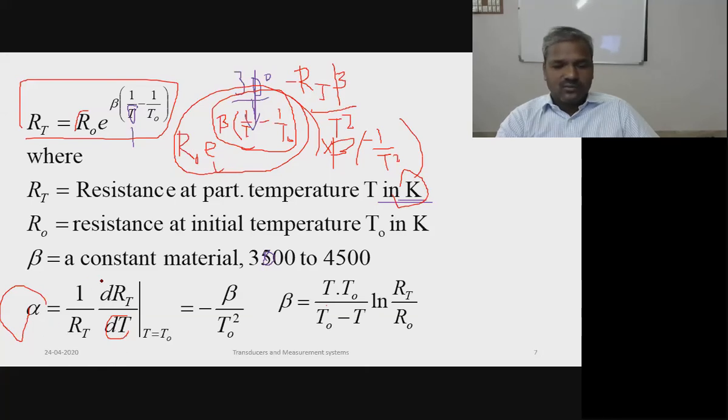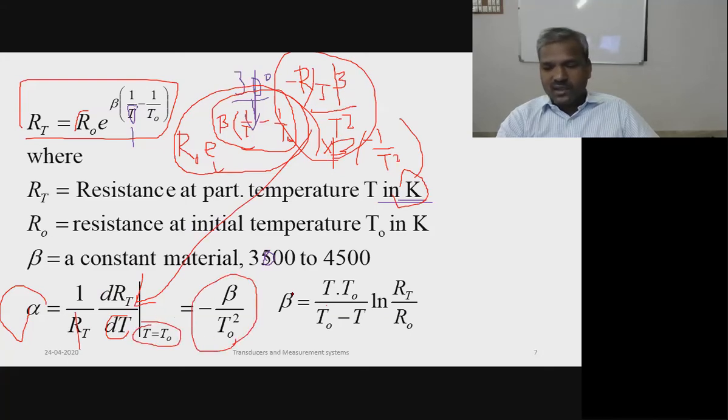Now you substitute this value here, instead of dRT by dt. The RT in the denominator cancels, leaving minus beta by t; replace this t by t naught. So finally we get minus beta by t naught square. This is called the alpha value.